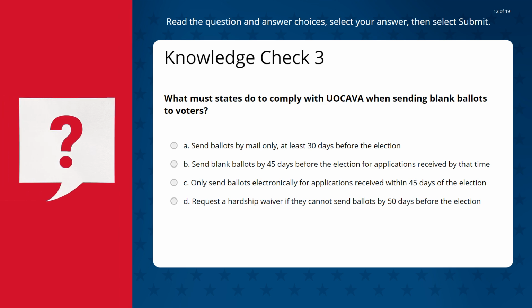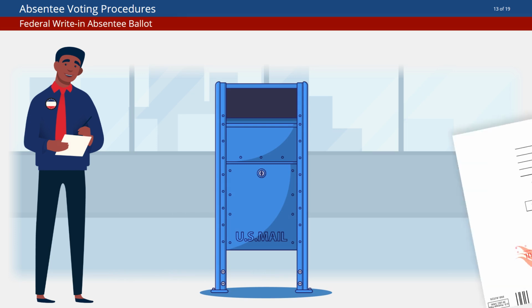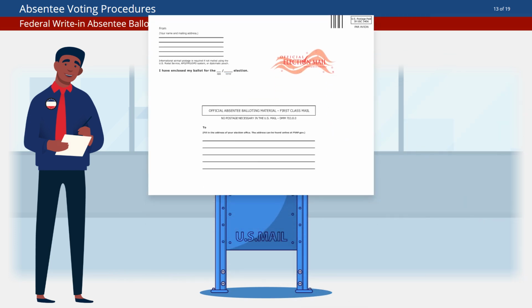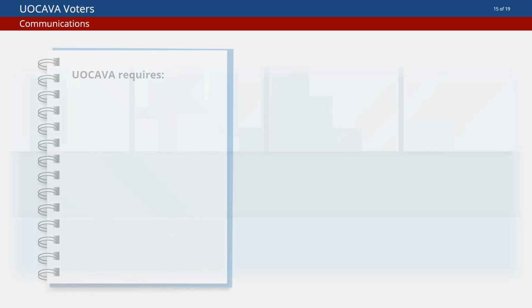Now it is time to check your understanding. Read the question and answer choices and select your answer. Then select Submit. States must permit use of the federal write-in absentee ballot, or FWAB, in federal elections. It is a backup ballot that allows UOCAVA voters to vote in the event they do not receive their ballot in time to participate in the election. Select each button to learn more.